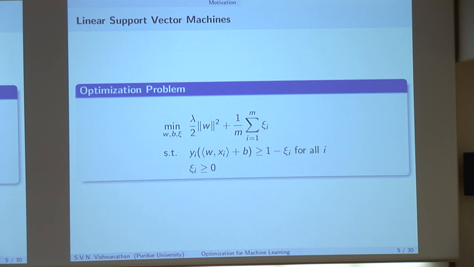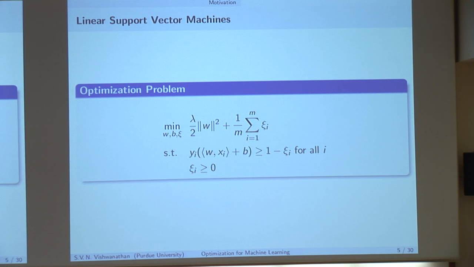So in some sense, you're encouraging your solution to correctly classify as many points as it can, because then for those points, the psi i's will be equal to zero, and you'll incur no penalty in the objective function. But there will be some points which are hopeless, and for those points, I'm willing to pay a price and misclassify them. Clear?